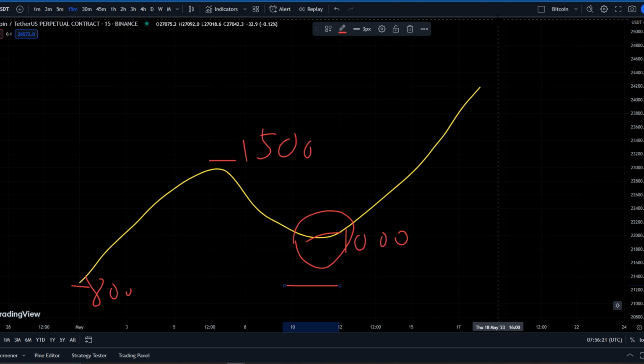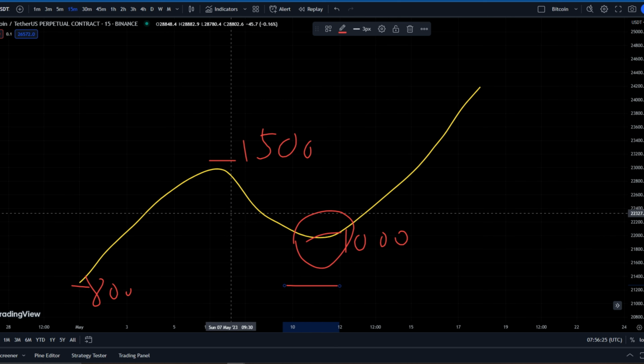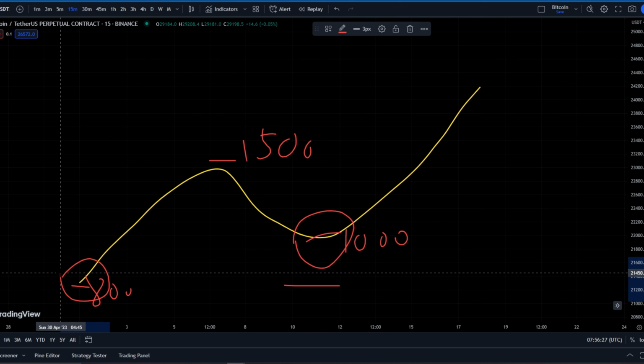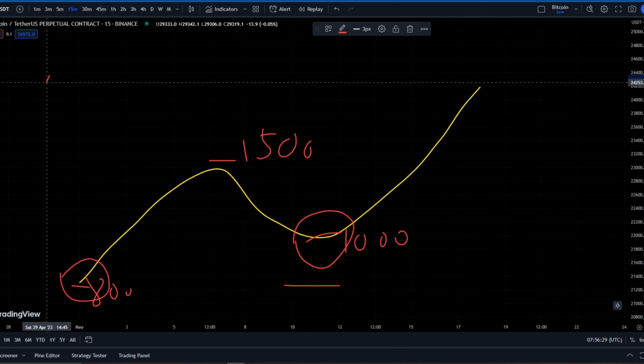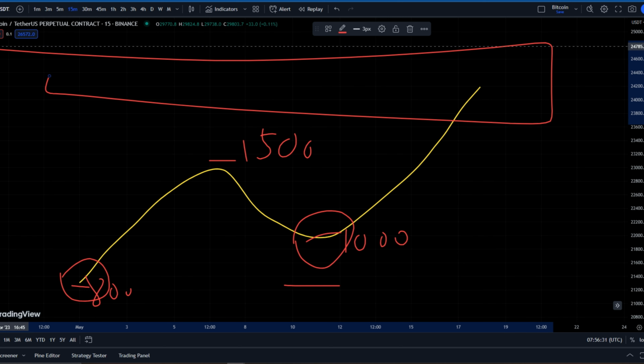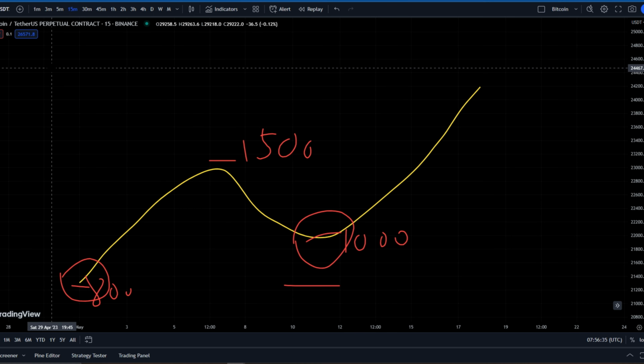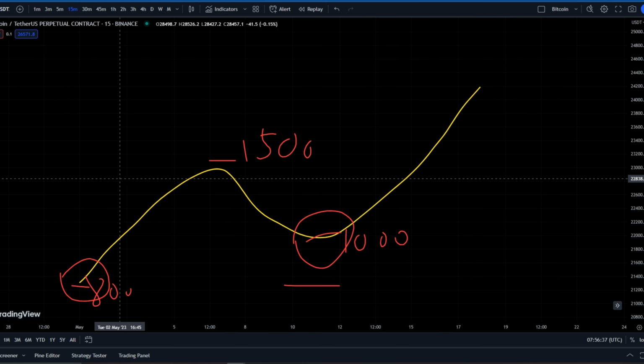So if you were a buyer, we want to buy it at $1,000. Now, your stop loss would be below the swing low, and your target would probably be higher, around fair value gaps, order blocks. What is that? Something that we will learn in the future. Okay, it's a very simple yet powerful concept.